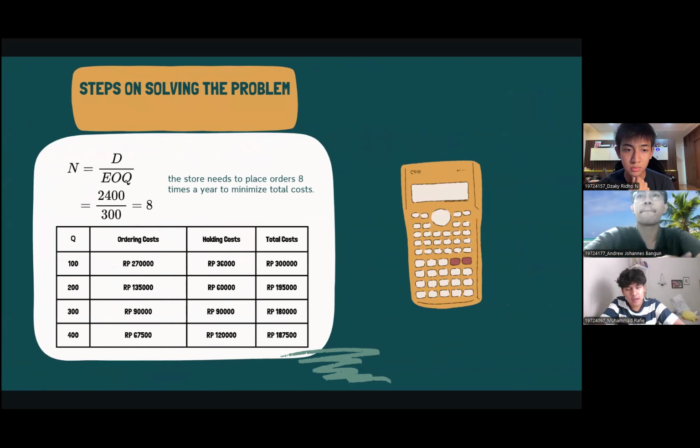And further on, after that, we decided to find the number of orders in total. So in this case, we would have N equals D over EOQ, which results in 2,400 over 300, which equals 8. And the store basically needs to place around 8 orders annually to minimize total costs.